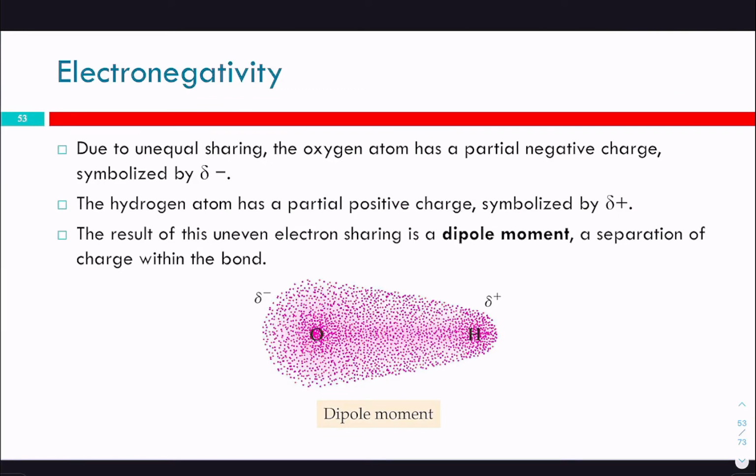Here's a better picture than my scribbled one. We've got our oxygen here on the left and the hydrogen on the right. You see that the electrons are spending more time around oxygen than they are around hydrogen. And again, we use this delta to signal a partial positive or a partial negative charge. These are called dipole moments. We have this difference in charge. It's called a dipole, right? Di meaning two poles. There are two poles to the charge.